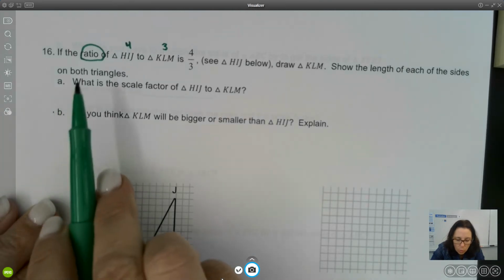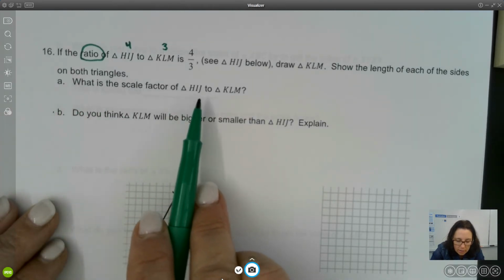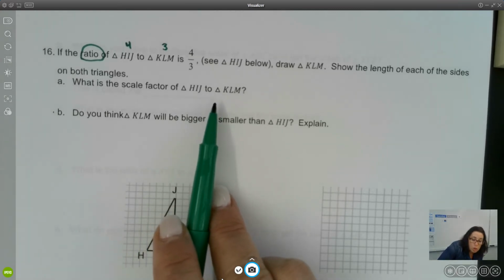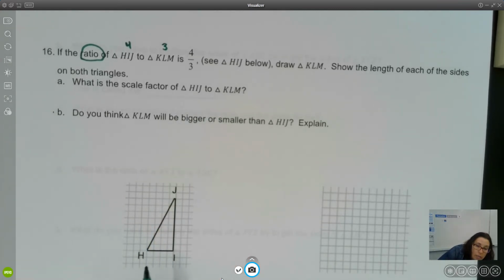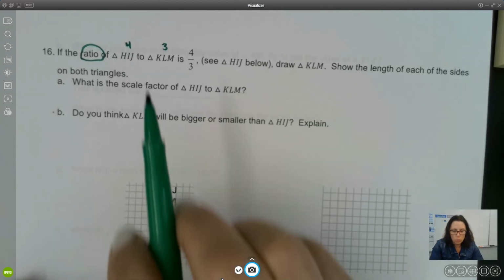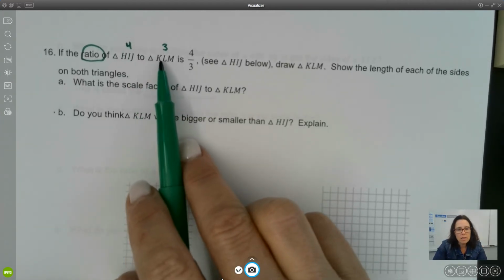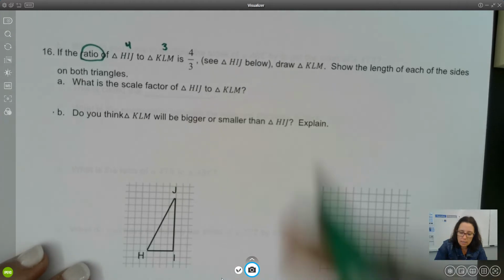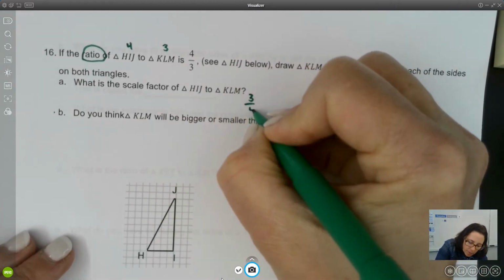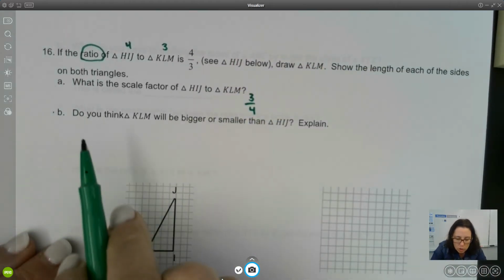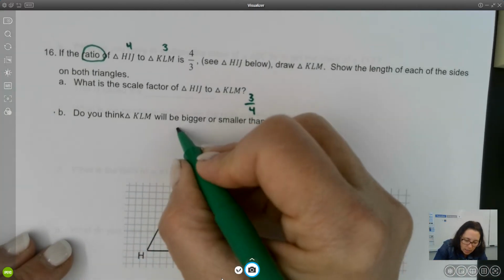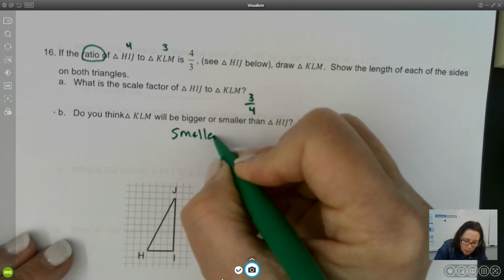Okay, so what is the scale factor of HIJ to KLM? Okay, so we're shrinking. We are shrinking this image. So we're going to have the 4 and the 3. Is it going to be 4/3 or is it going to be 3/4? Which way would shrink? Remember, shrinking needs to be smaller than 1. Okay, do I think KLM will be bigger or smaller than HIJ? It's going to be smaller.